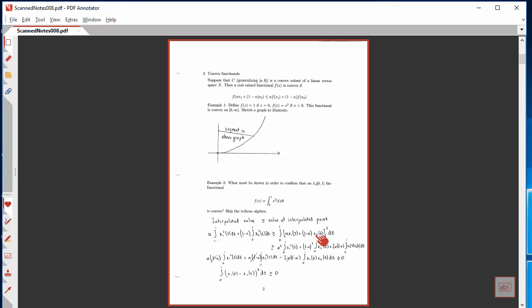I interpolate between x1 of t and x2 of t, square the result, multiply that out, and I did say skip the tedious algebra. You cancel out a lot of terms, and you discover that the result is equal to a quantity which is a square and therefore can't be negative, integrated from 0 to 1. It's greater than or equal to 0.